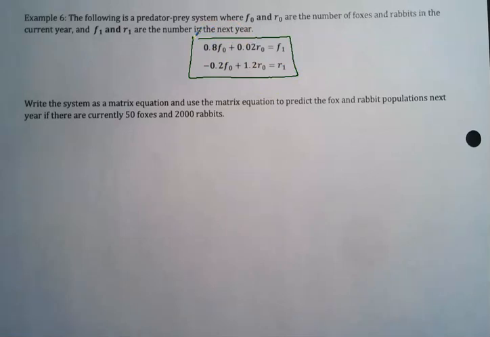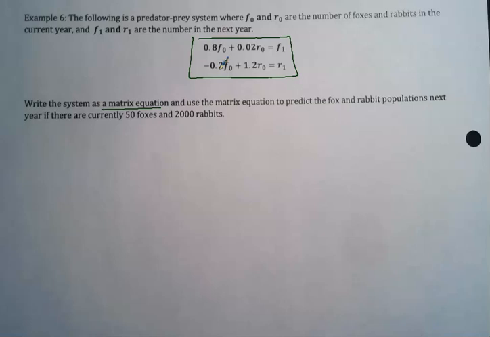It says write the system as a matrix equation and use the matrix equation to predict the fox and rabbit populations next year if there are currently 50 foxes and 2,000 rabbits. So first of all, we're going to write the system as a matrix equation. Notice our F sub zeros are lined up, our R sub zeros are lined up. So we're ready to pull out our coefficients.